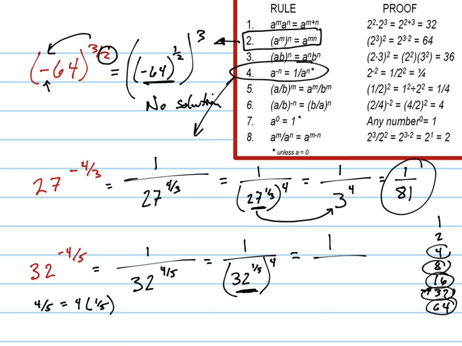So 32 to the 1/5 is what? 32 is 2 to the what power? 5th power. So 32 to the 1/5 power is 2. And what do I still have? 2 to the 4th. And what's 2 to the 4th? Think of 2 to the 4th as 2 squared times 2 squared: 4 times 4, 16. So your answer is 1 over 16.